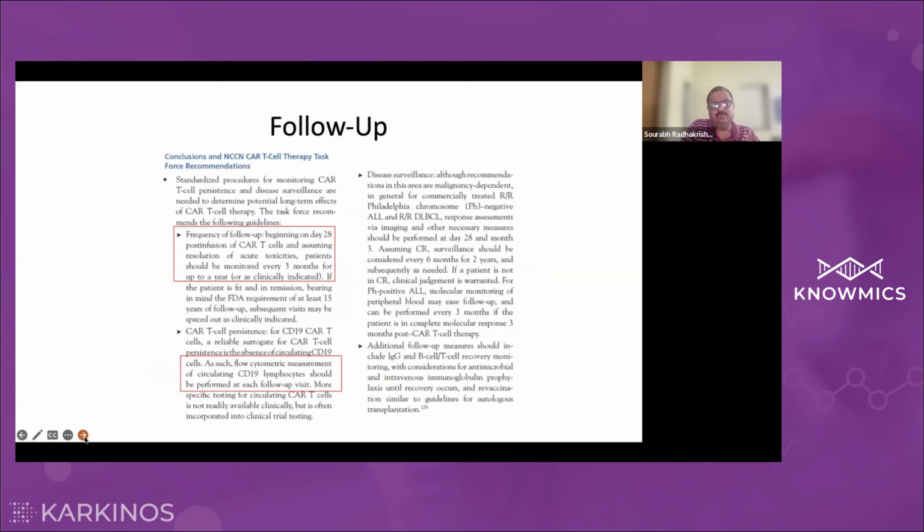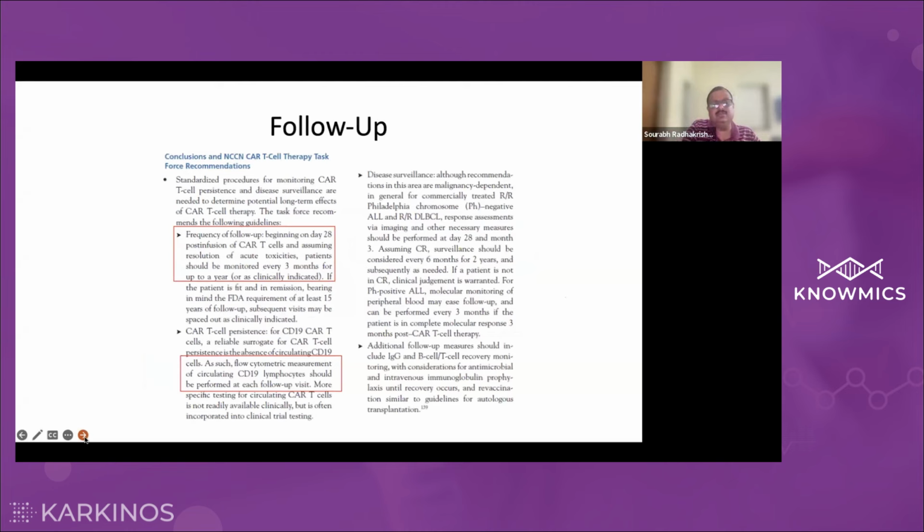How do we follow up? Most of the patients after around 2 weeks, maybe 3, can be sent home. Till the 20th day post-infusion, every week or every 3-4 days, you can see the patient. After that, he is to come back every 3 months for a year. If he is in remission, the patient requires at least a follow-up of 15 years. But you can increase the duration, maybe 6 monthly or others.